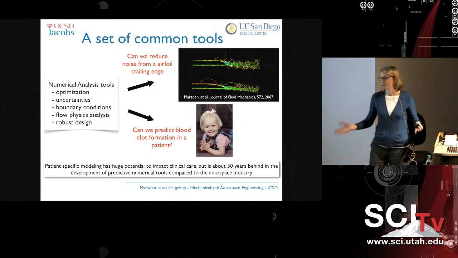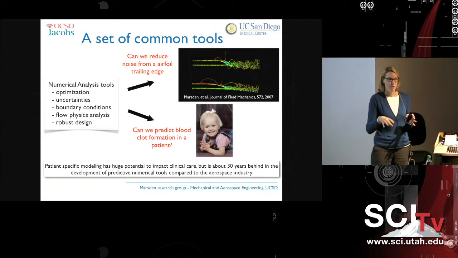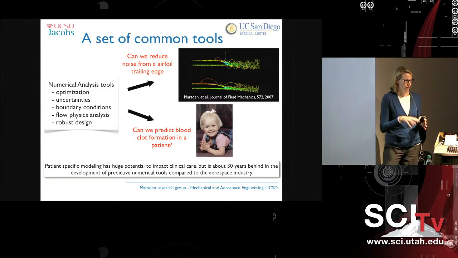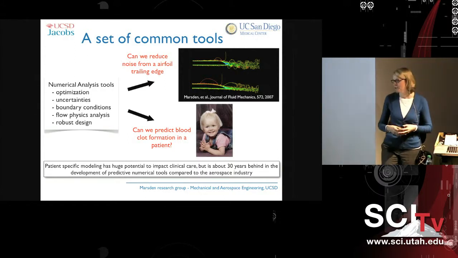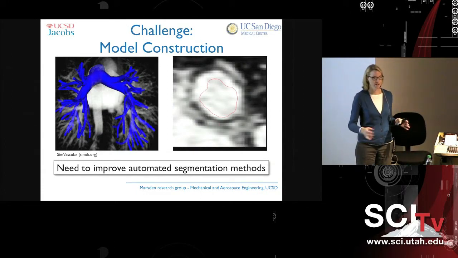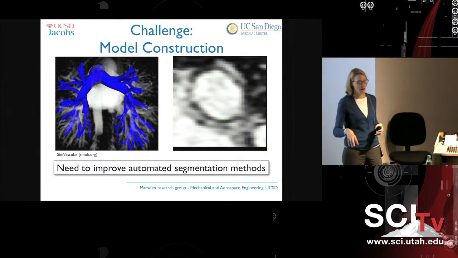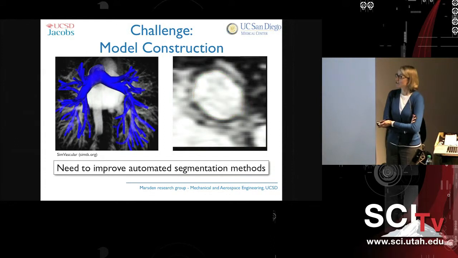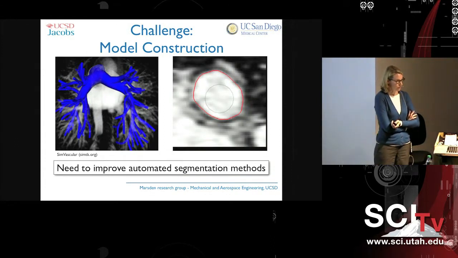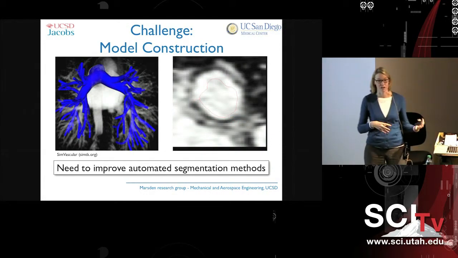So while I would say patient-specific modeling has a huge potential to impact clinical care, I would argue that we're about maybe 30 years behind the aerospace industry or other industries that have really adopted simulation as part of their design workflow. I'm going to go over a few of the main challenges that we face, and then after that, I'm going to give you two examples of specific diseases that we're working on where I hope that we are impacting clinical care. The first challenge is that of image segmentation and model construction, and part of the reason I'm bringing up some of these challenges is that I think there's expertise here at SCI where we can collaborate.